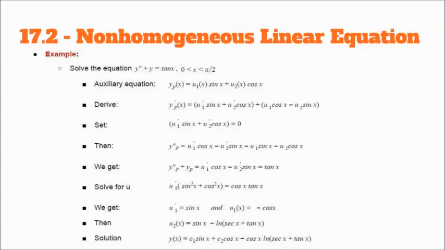Now, just as an example, we have y double prime plus y is equal to tan x, from 0 to pi over 2. So first we get the auxiliary equation, and then we take the derivative, and then we set u1 prime sine x plus u2 prime cosine x equal to 0 to simplify further. We plug that in and solve for u, and we get u1 prime is equal to sine x, so u1 is then equal to negative cosine of x. Then after we plug everything in, we find the solution.